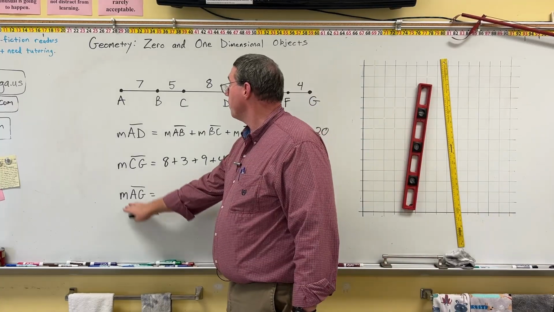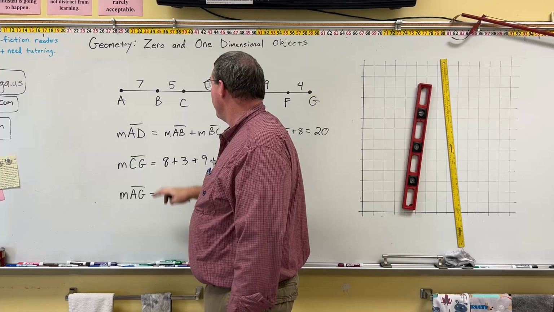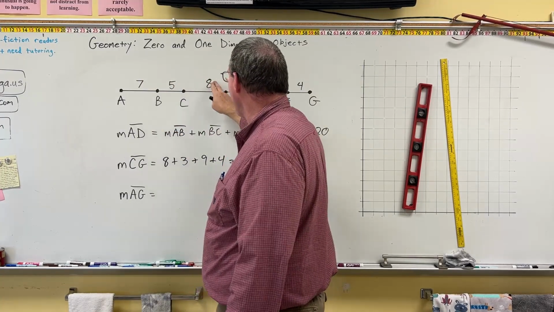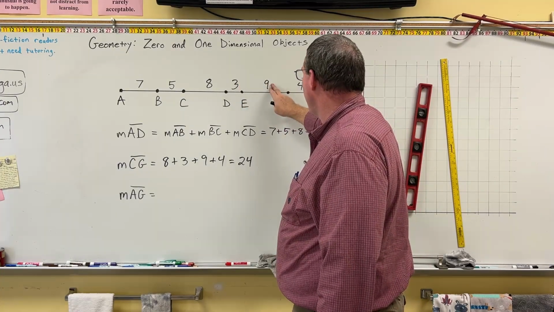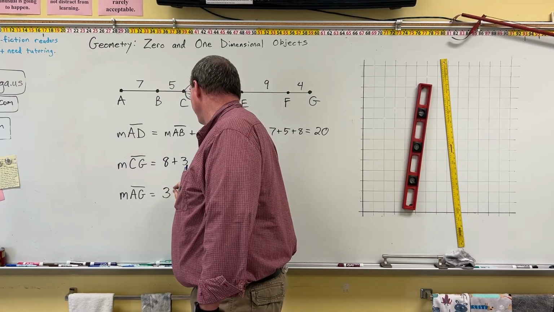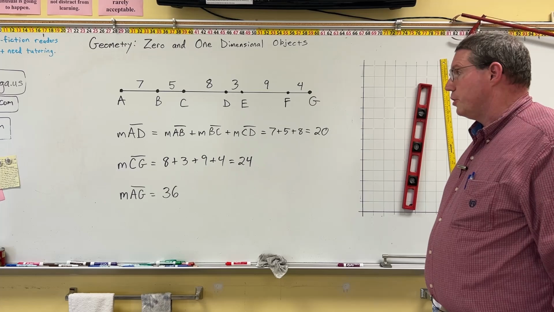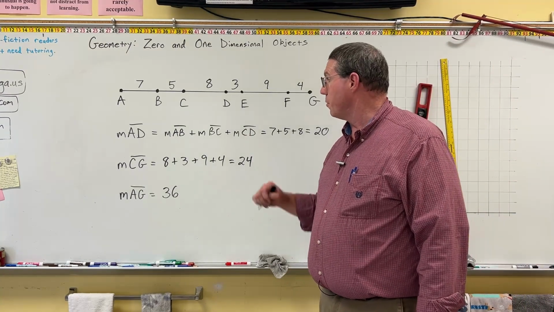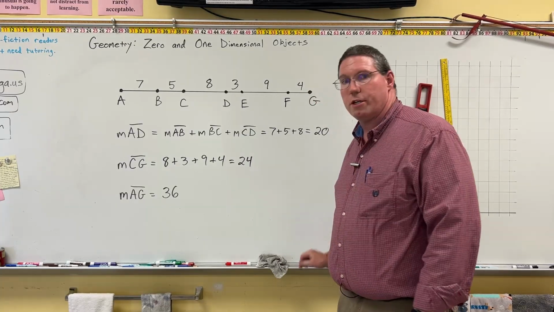And now we want the measure of the whole line segment from A up to G. Well, now we just have to add up all of the values. 7 plus 5, that's 12. 12 plus 8 is 20. 20 plus 3 is 23. 23 plus 9 is 32. 32 plus 4 is 36. And so the measure of the entire line segment by the segment addition postulate is 36. Okay? And that's it for the segment bisectors and the segment addition postulate.